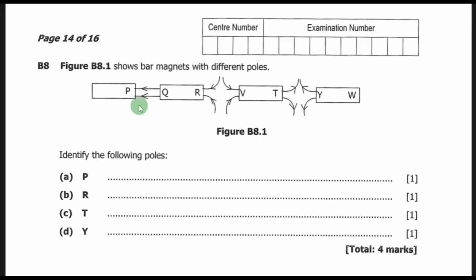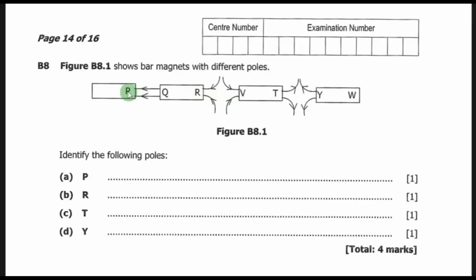We know that field flows from north to south. Like here we have P and Q, so field is flowing from P to Q. So this should be the north, and this one is the south. Then here we are seeing field is entering, so where field is entering, that's where the south is. So R is north, and here also it's south, and here also it is entering, so V is south. Here field is coming out, so T is north, and here it is coming out, so Y is also north.